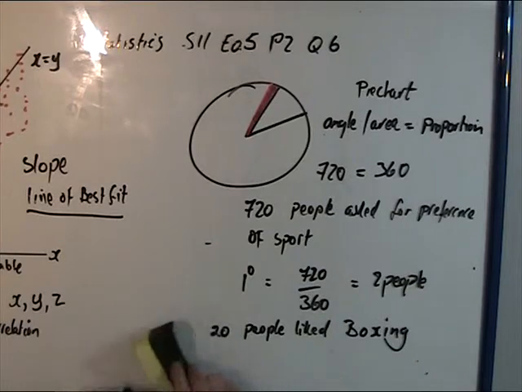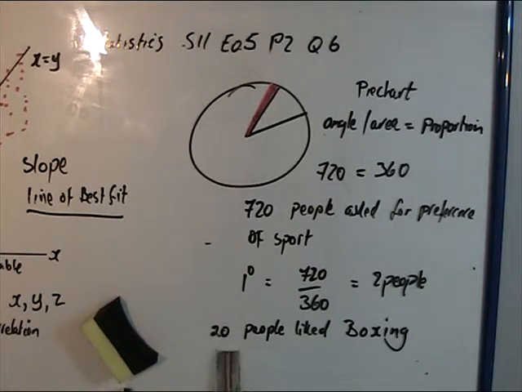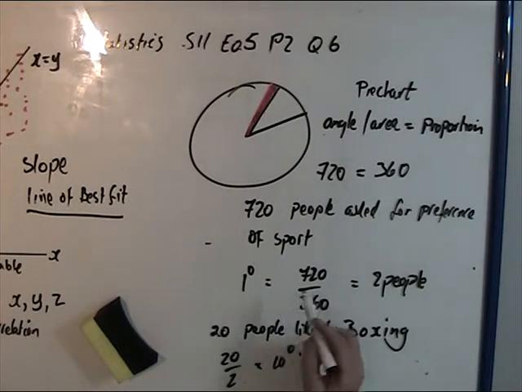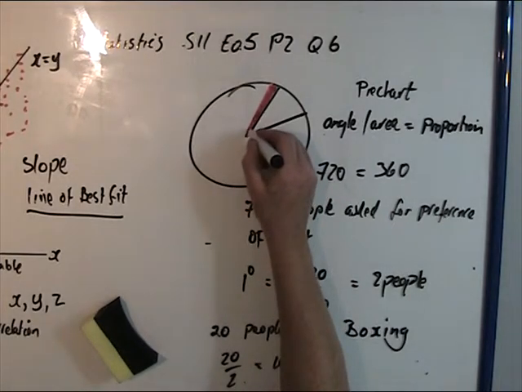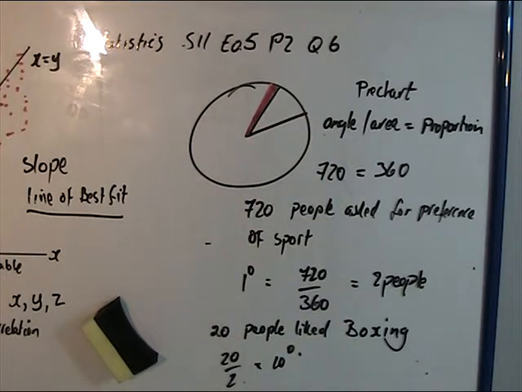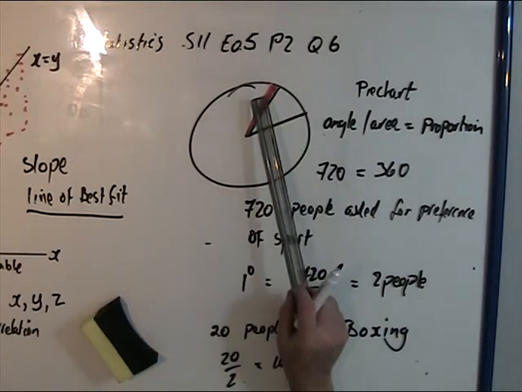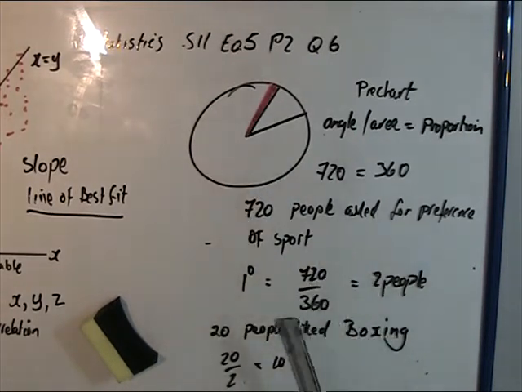Now, the other thing about this is that if you come up with something like that, it's 20 people, the angle is very small. 20 people like boxing, what's the angle that's going to represent? It's going to represent 10 degrees, okay? 20 people, 2 people per degree, is equal to 10 degrees. So say if this is 10 degrees here, this red area here. Now, the problem is that if there's a couple of these going around, it's not going to be noticeable what sample size they are. Okay.